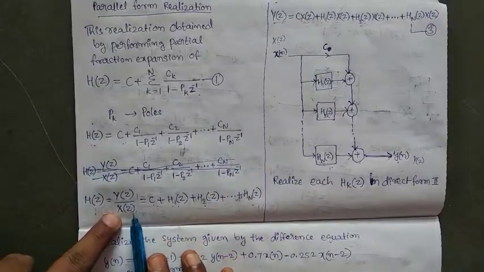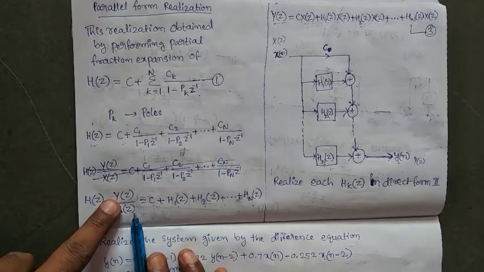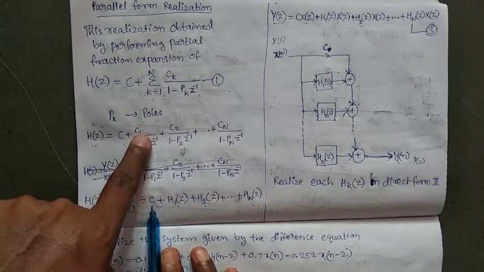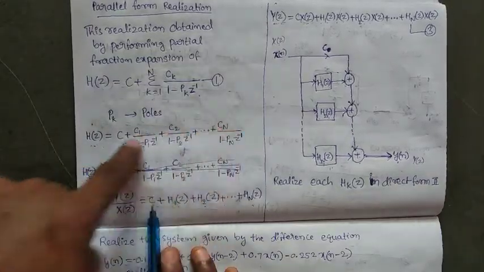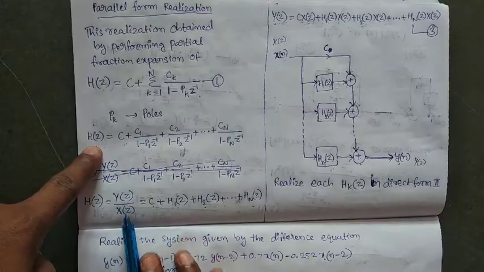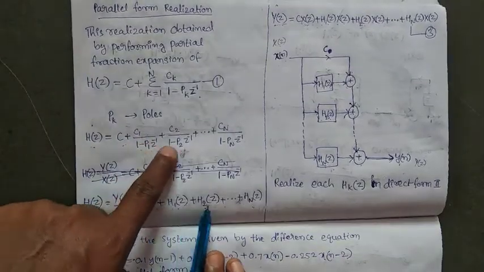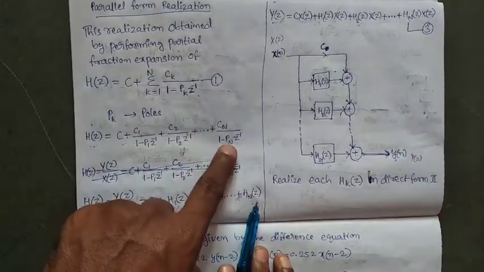Here H(z) can be written as Y(z) / X(z). I am considering these terms as H1(z), H2(z), and so on up to HN(z). So Y(z) / X(z) is equal to C + H1(z) + H2(z) + and so on, plus HN(z).